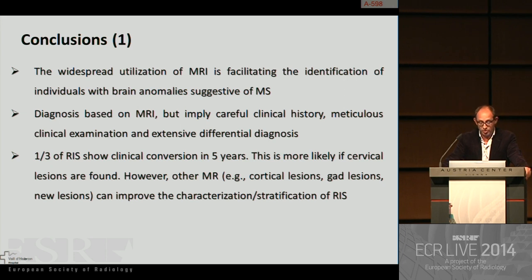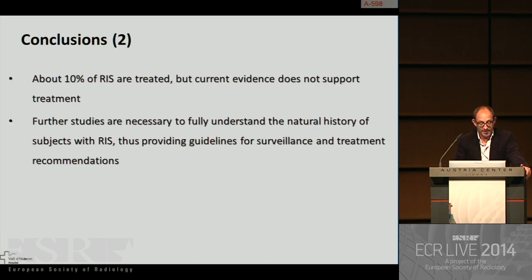Although other features also can be helpful, such as the presence of cortical lesions, gadolinium-enhancing lesions, or new T2 lesions. And finally, about 10% of these subjects are being treated with different disease-modifying treatments, although there is no evidence supporting the treatment of these patients. And obviously, further studies are required to fully understand the history of the subjects presenting with this syndrome, and this probably will facilitate the follow-up and treatment of these patients.